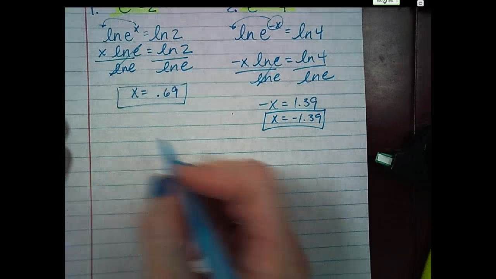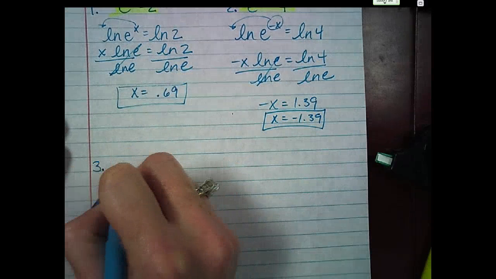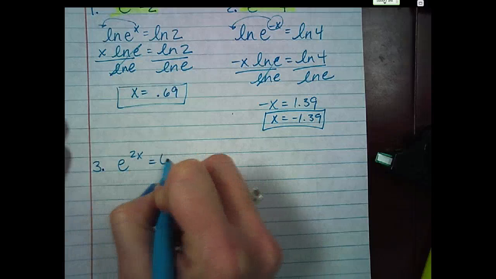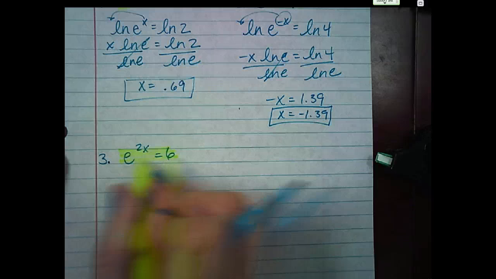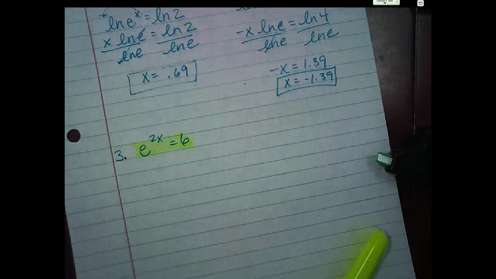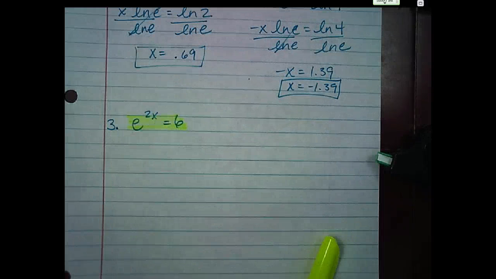Right, number 3. We have 3 and 4. e to the 2x equals 6. Try that one. It's just every problem is saying 2.7 to what power gives you the answer.